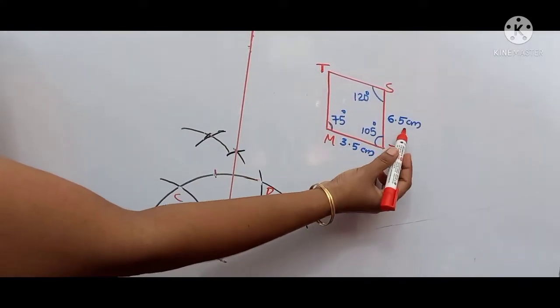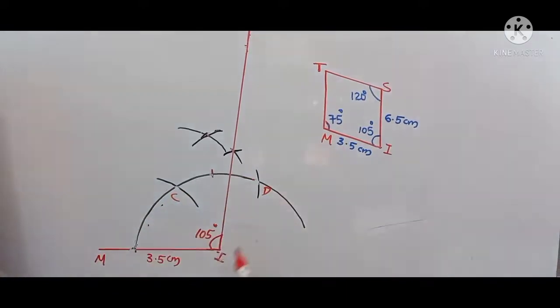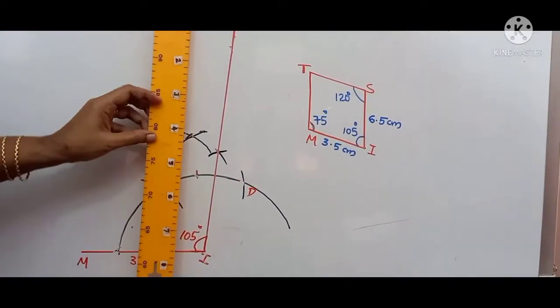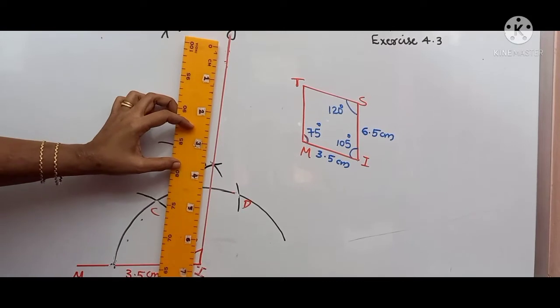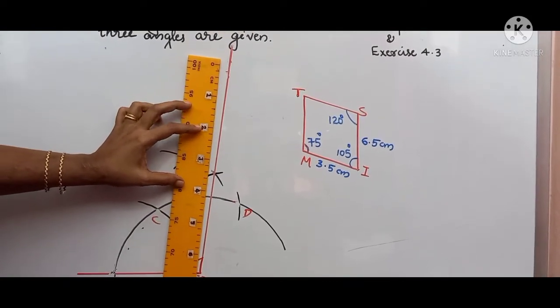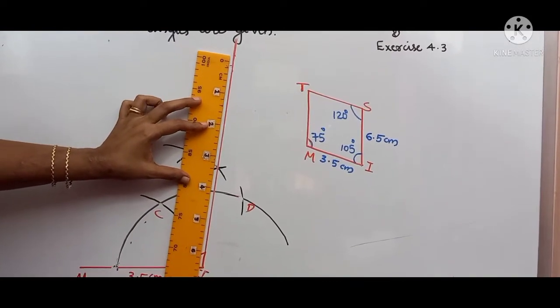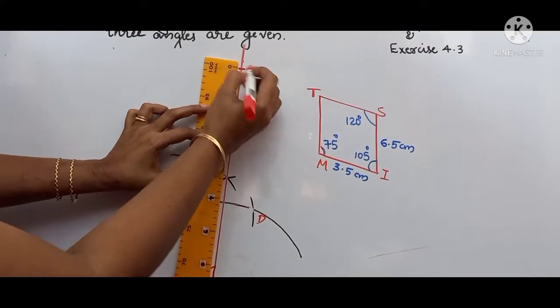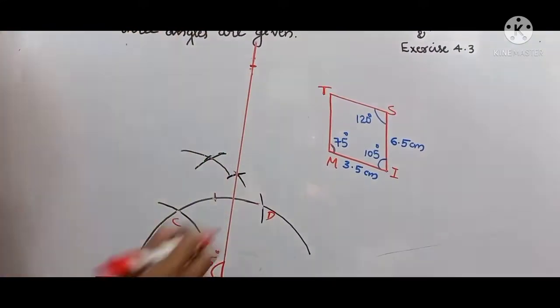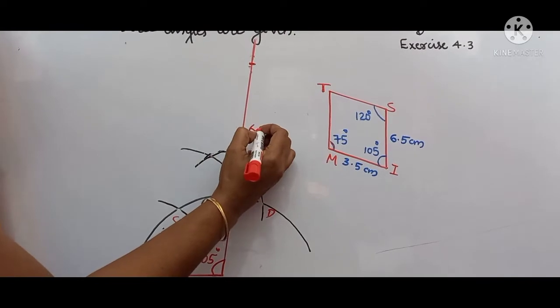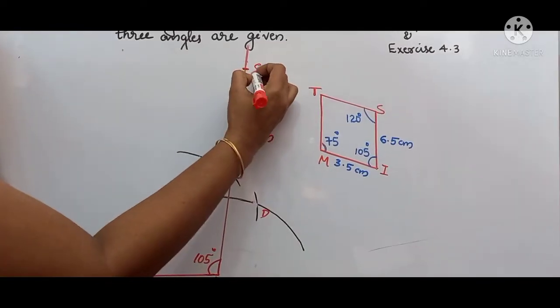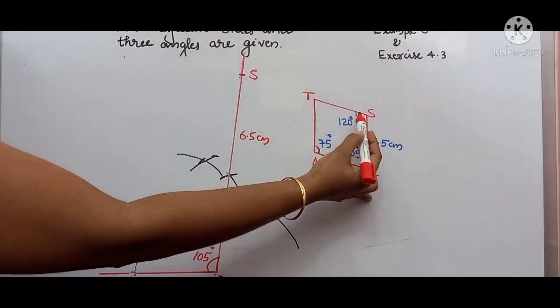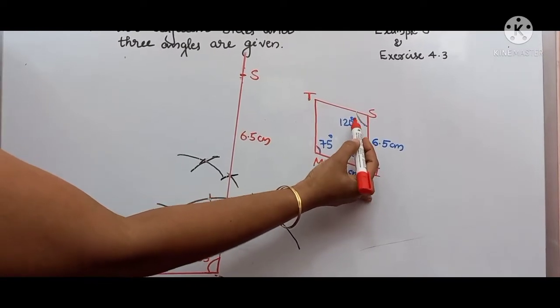Next we have to find the point S. S is 6.5 centimeter away from I. We have the point I, take 6.5 on your ruler and mark that point S. So here I have got the point S, which is 6.5 centimeter away from I. And see here on S, angle S is equal to 120 degree.